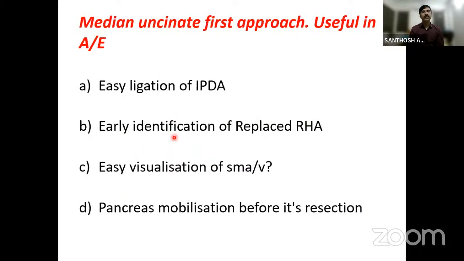So the next question is medial uncinate first approach. The advantage of the medial uncinate process approach in Whipple's procedure is all of the following except. So the answer is we cannot identify a replaced right hepatic artery early. Instead, it will be identified late.